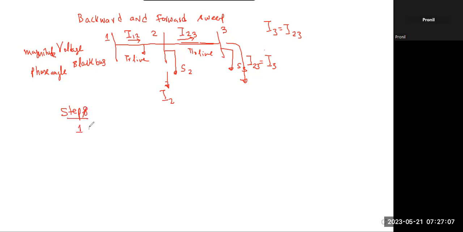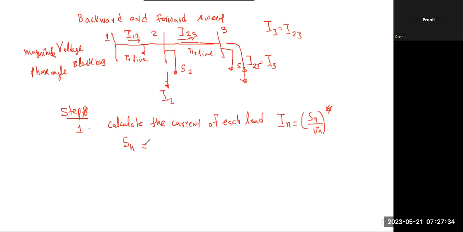Step number one is you calculate the current at each node, the current of each load. The calculation of the current of each load at any node would be given as Sn by Vn conjugate. That Sn would be the power at that node. Suppose at this point P12, what is the power? Yesterday we showed this Sn value is nothing but equal to P plus JQ, right?